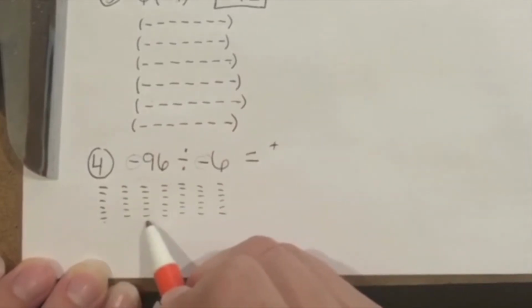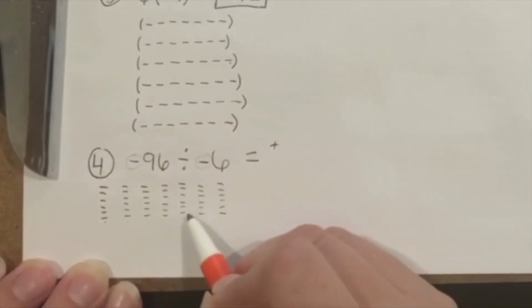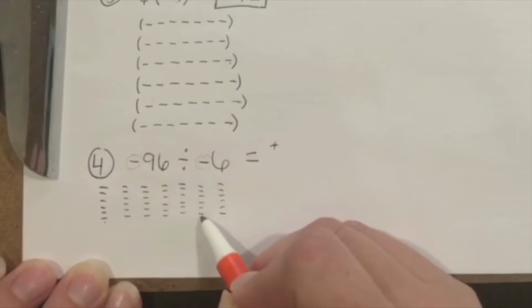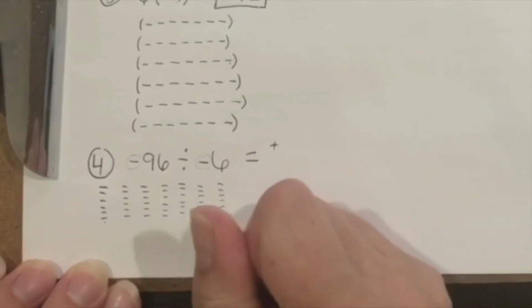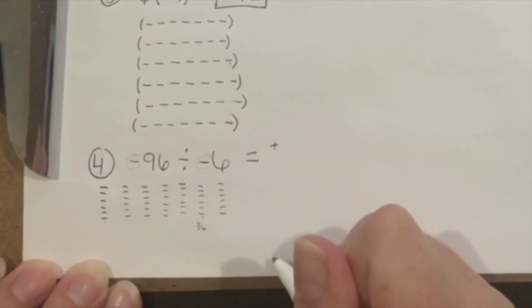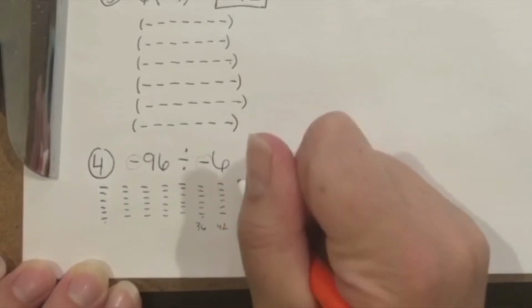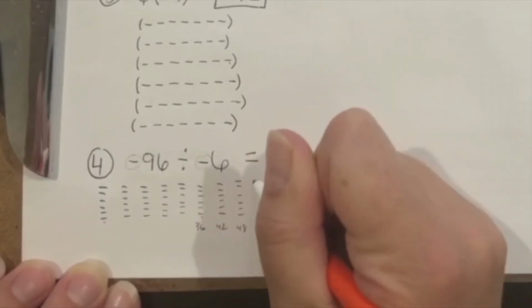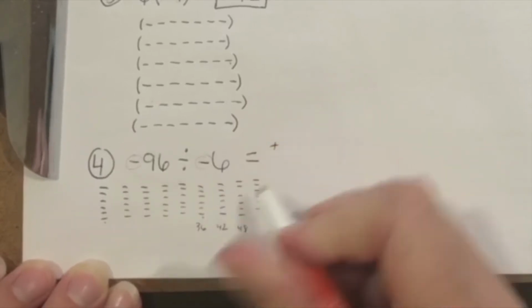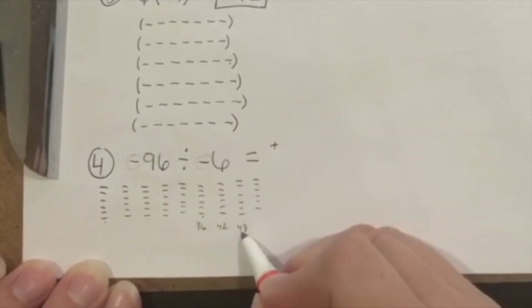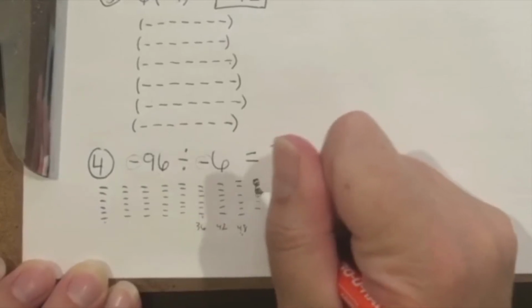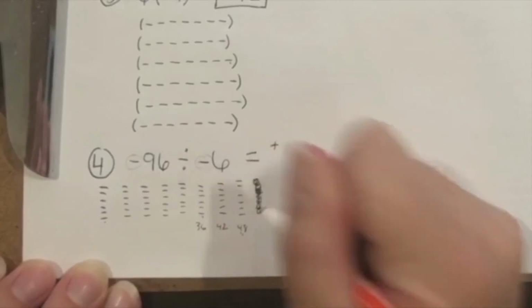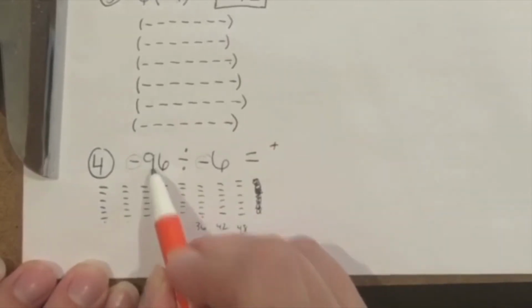So 6, 12, 18, 24, 30, 36. So I'm up to 36 here. 42, 1, 2, 3, 4, 5, 6, 48, 1, 2, 3, 4, 5, 6. Wait. 48 times 2 is 96. Hold on, this is where we need an eraser. But 48 times 2 is 96.